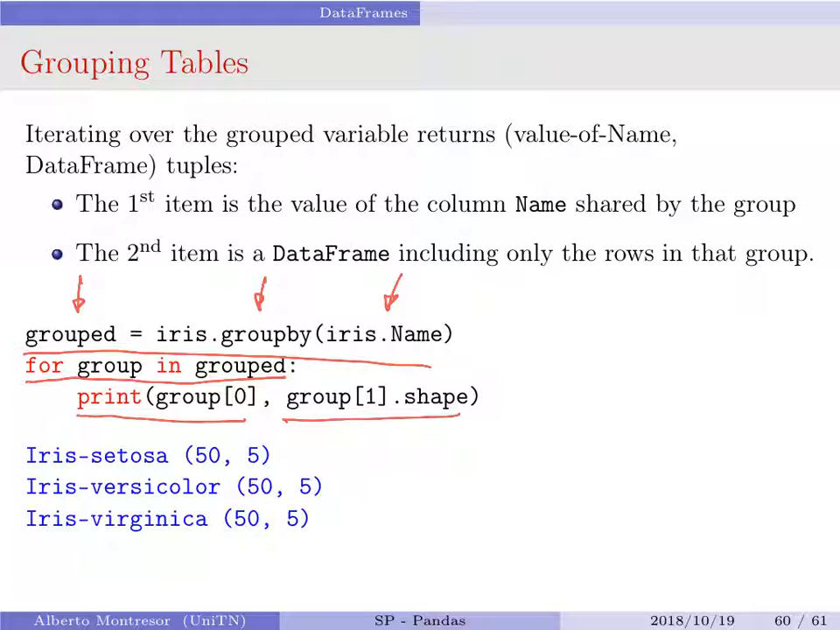What is the shape of each of these data frames? Given that the dataset contains 150 rows and 50 of them for Setosa, 50 of them for Versicolor, 50 of them for Virginica, this is what you get in your data frame. So you have grouped every element of the names in a different data frame.